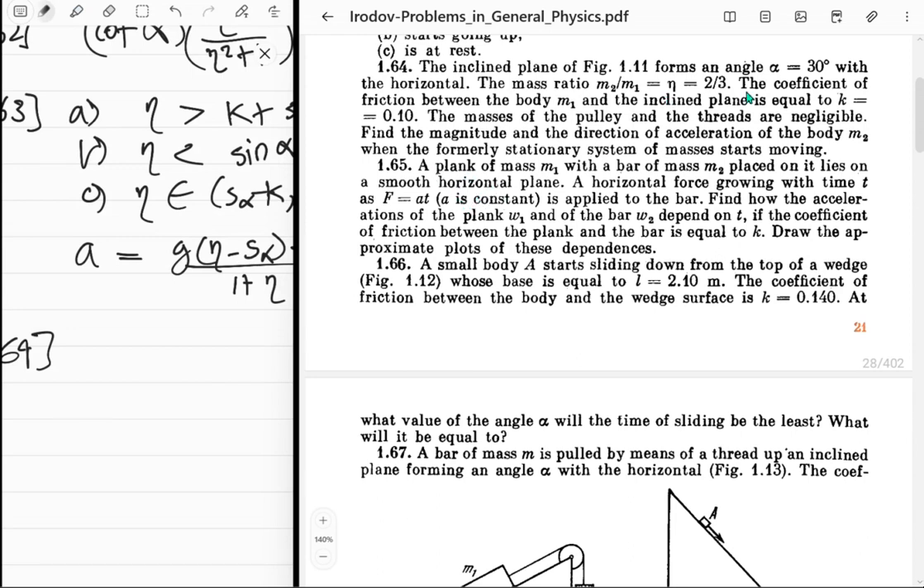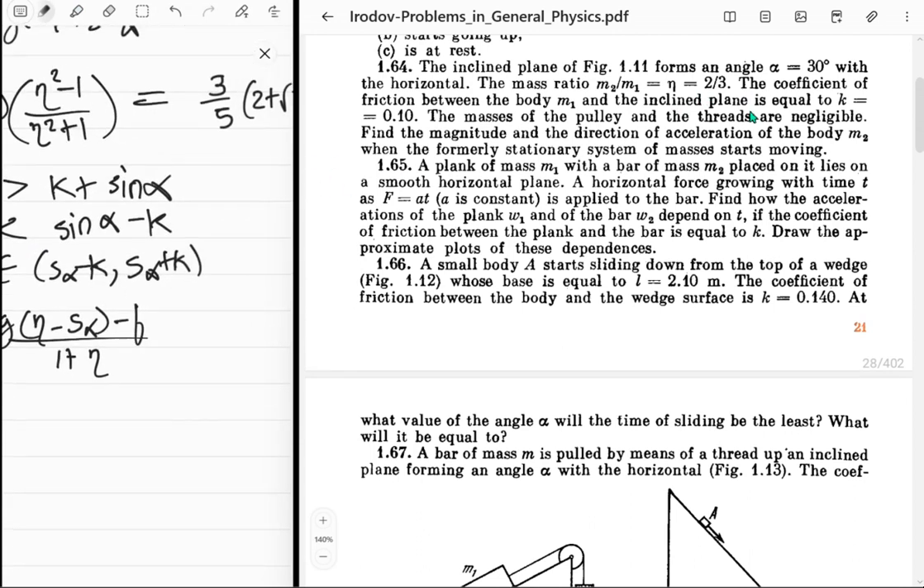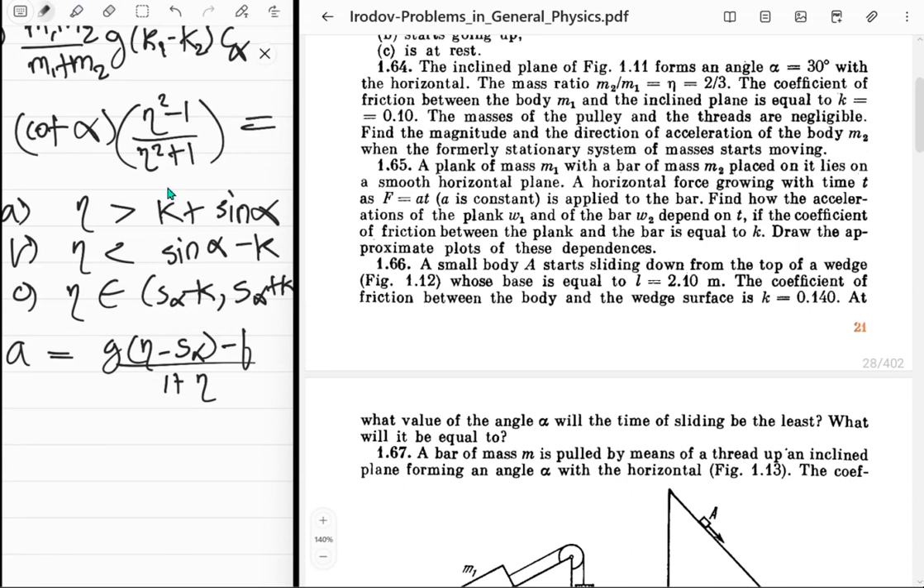Okay, so now we are at 64th. First of all, eta is 2/3. What is this quantity? K plus sine alpha. Coefficient of friction is 0.1 and sine alpha is just 1 upon 2, so it's 0.5. So that's 0.6, huh? So 2/3 is not bigger than 0.6, is it? Oh, it is actually. So 2/3 is in fact bigger than 0.6, because it's like 0.666, and so on. So that makes sense. Yeah, it's going to fall in the first category. So that just means that m2 is going to go down.